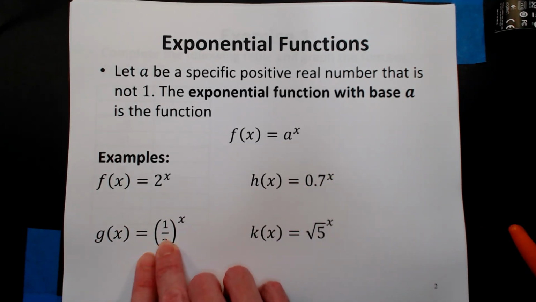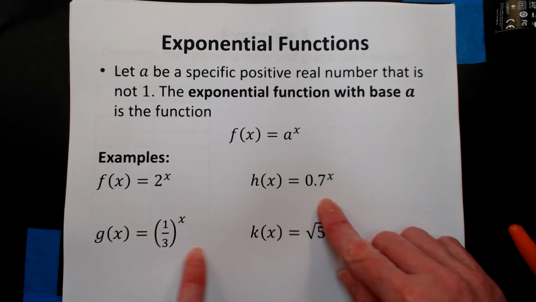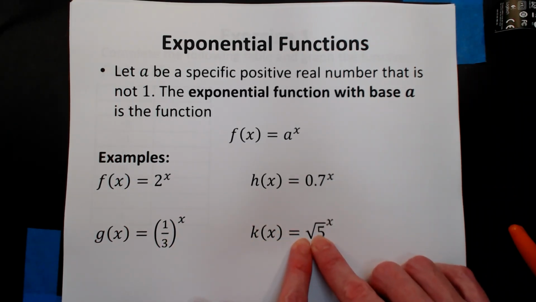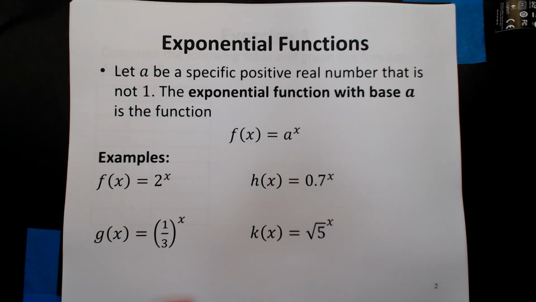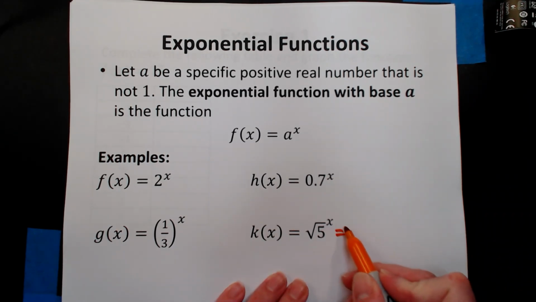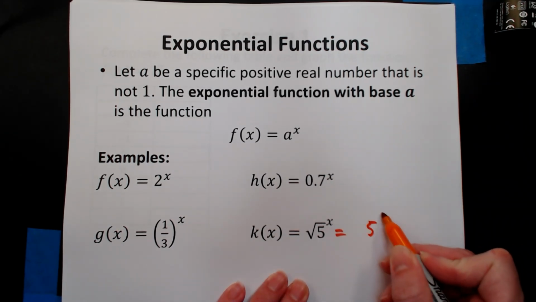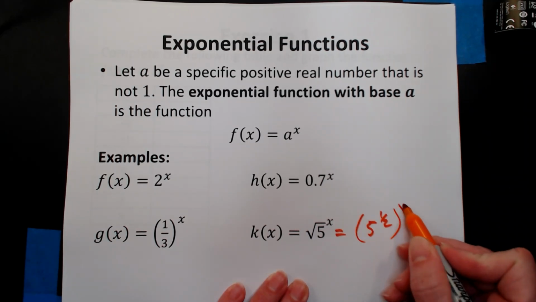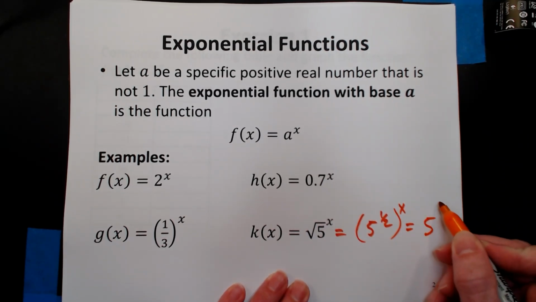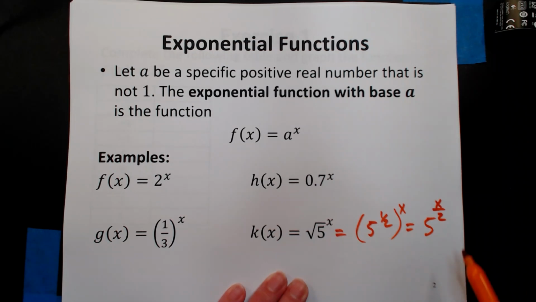Here we have g of x equals 1/3 to the x power, k of x equals the square root of 5 to the x power. Normally we wouldn't write this like this. We would write this as 5 to the 1/2 all to the x power, which we just write as 5 to the x over 2 power. So it'll be a fractional exponent. It's easier to see that.